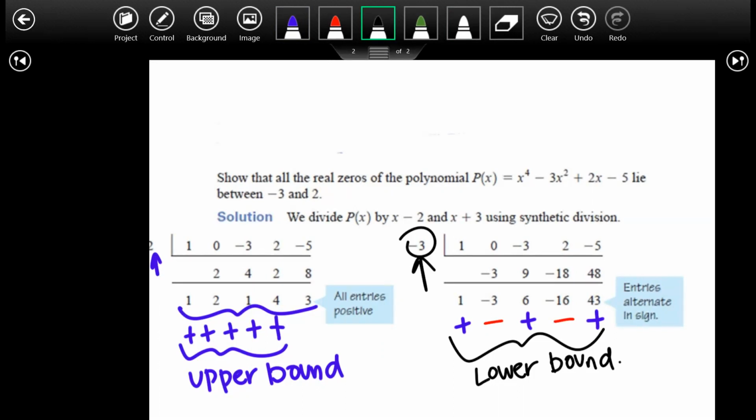It doesn't matter whether our entries end in whole numbers. We don't care about the remainder. We just want to look at whether they're alternating. On the test, I can give you something: is 2 an upper bound, lower bound, or neither for the equation?